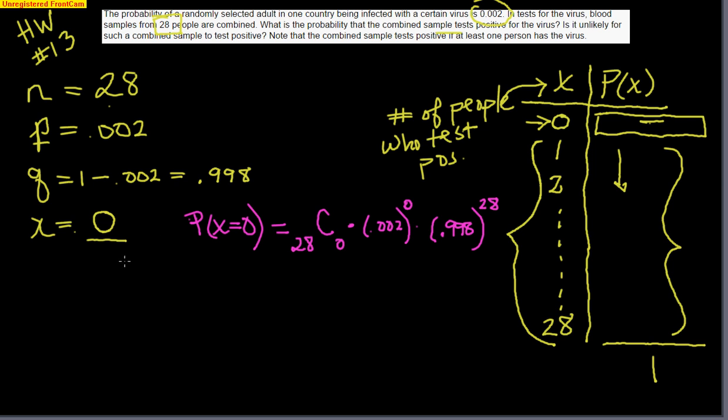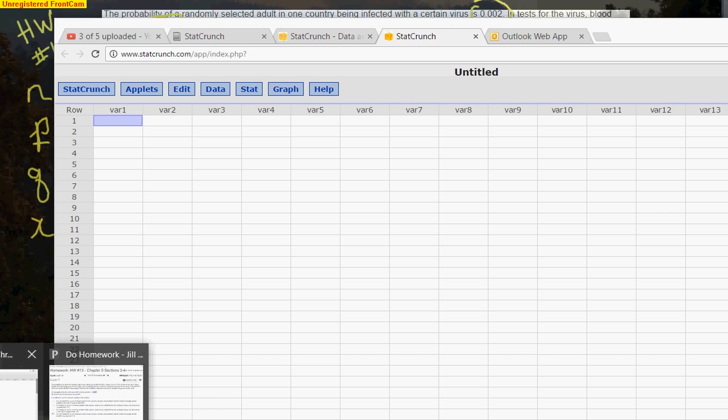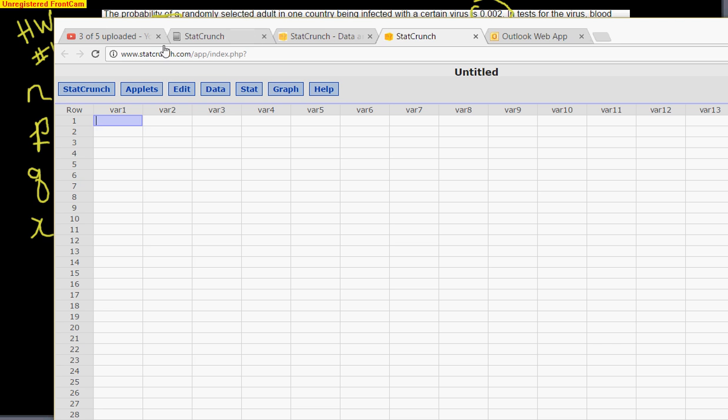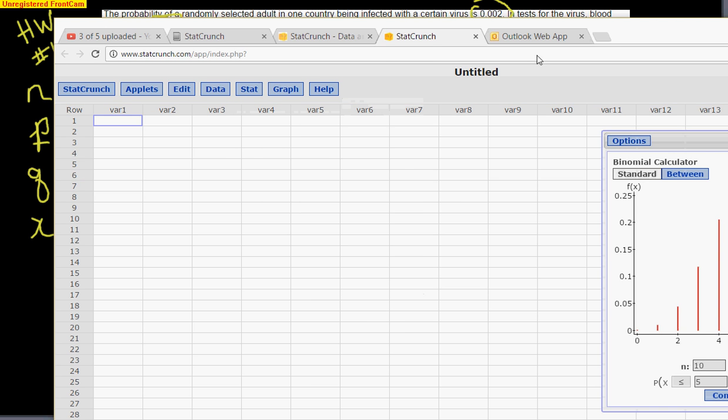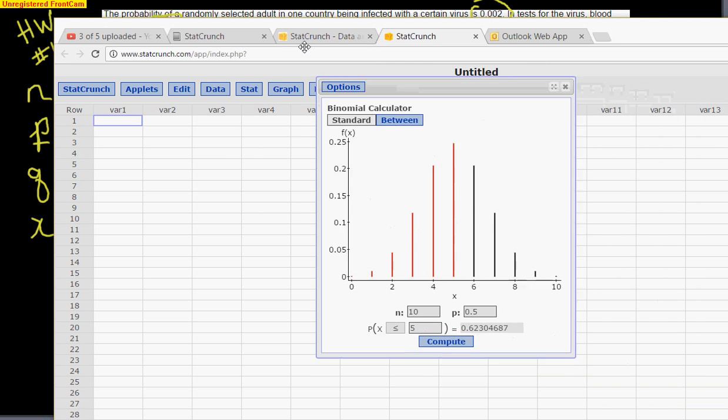All right, so we talked about this before. You can plug this into your calculator and see what you get, or you can use technology, which is what I'm going to do here with StatCrunch. So let's go through a quick review of how we do this in StatCrunch. We want to open a StatCrunch page. Using your StatCrunch tips, you can click on Stat Calculators. We have a binomial calculator. Click on that. Bring it over here.